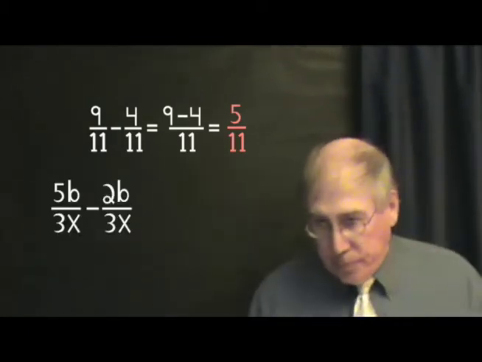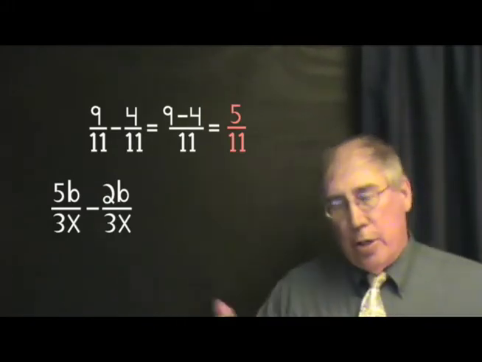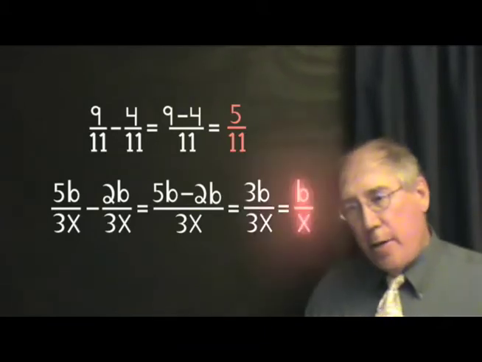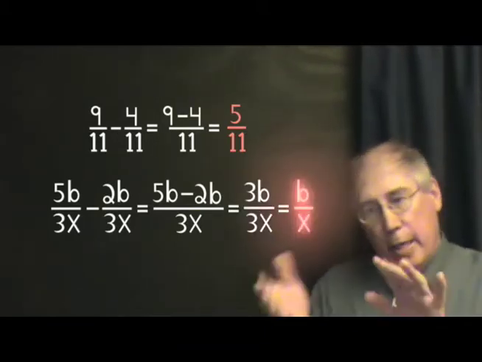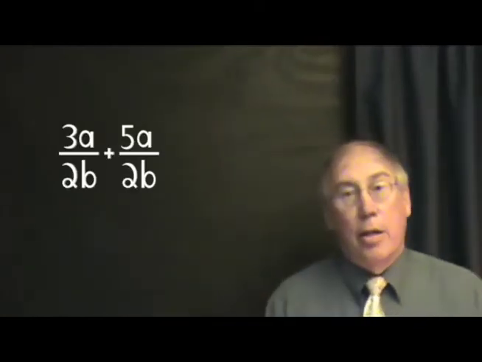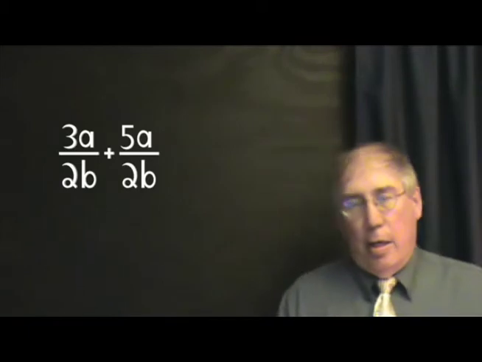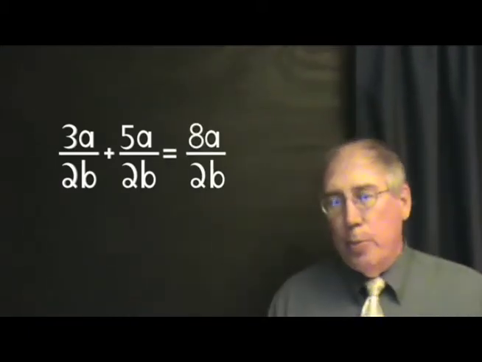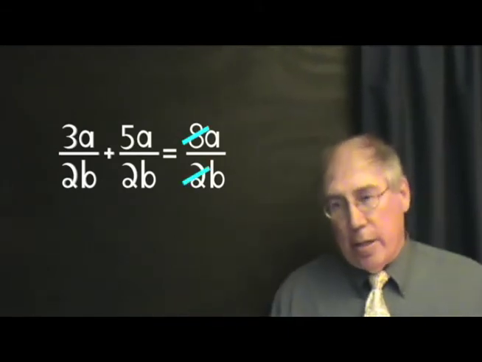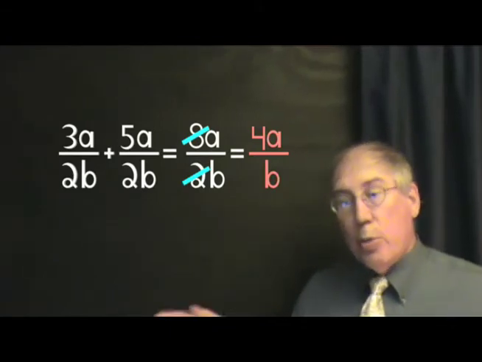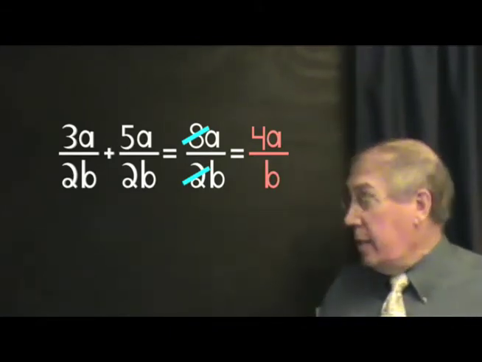Here's the case. Now the numerators are like terms, so we can subtract those and we can land up with 3b over 3x. We can cancel out the 3's and we'll get b over x. This one here, the denominators are the same, the numerators are like terms, so we can just add the numerators together. Now here we can do some canceling. 2 into 8 goes 4 times, 2 into 2 goes 1 time, so we get 4a over b as our answer on that one.